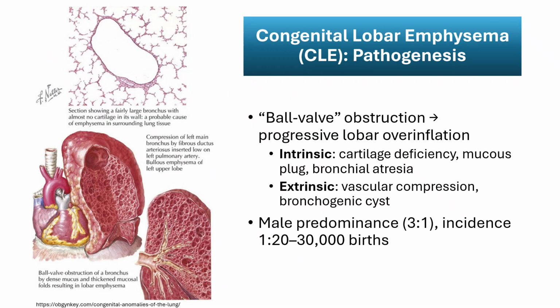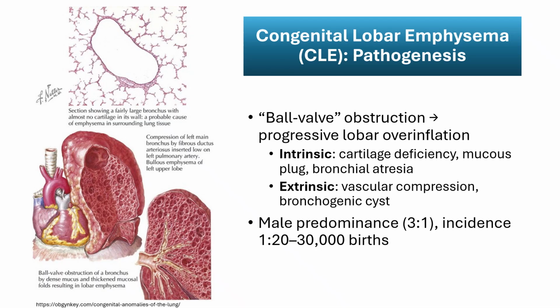Congenital lobar emphysema results from a ball valve mechanism that leads to progressive overinflation of a lung lobe. Obstruction may be intrinsic, such as deficiency of bronchial cartilage, mucus plugs, or bronchial atresia, or extrinsic, including compression from vascular structures or adjacent lesions like bronchogenic cysts. CLE predominantly affects males, with a reported incidence of 1 in 20 to 30,000 live births.